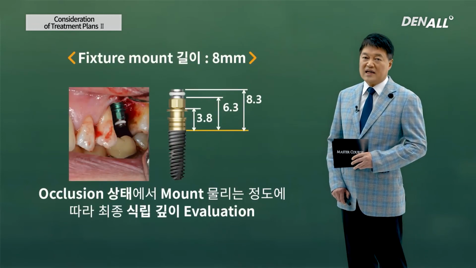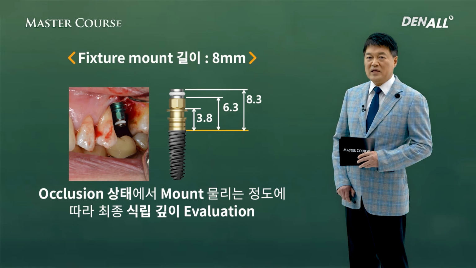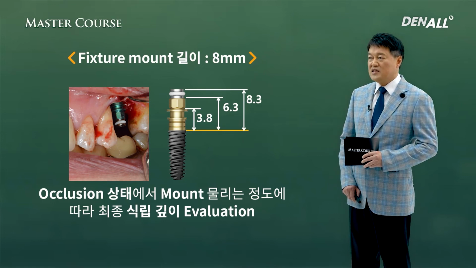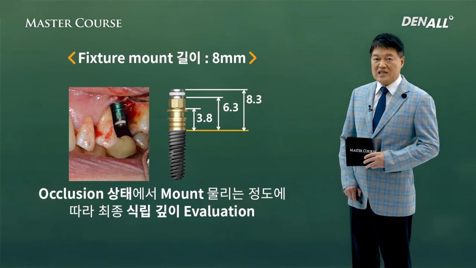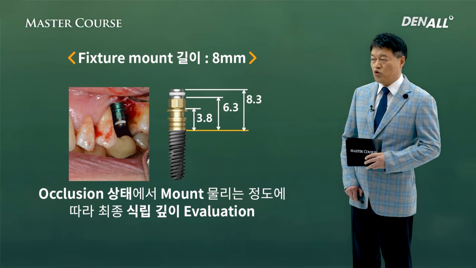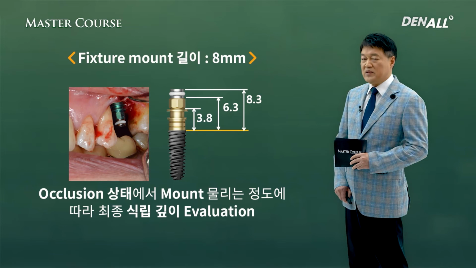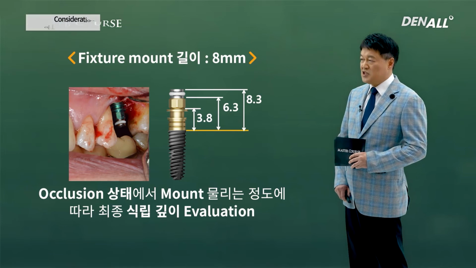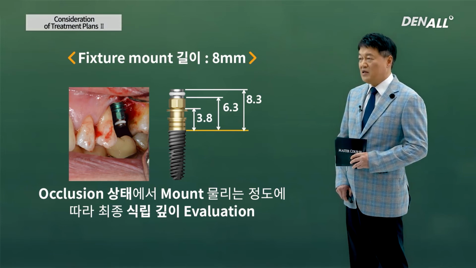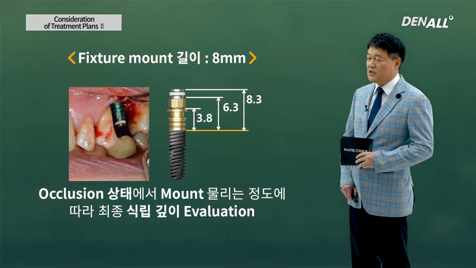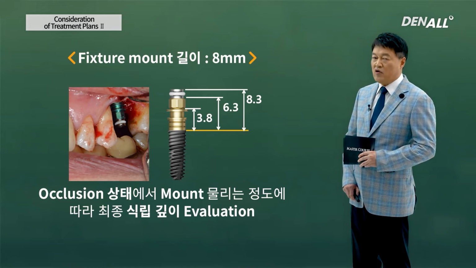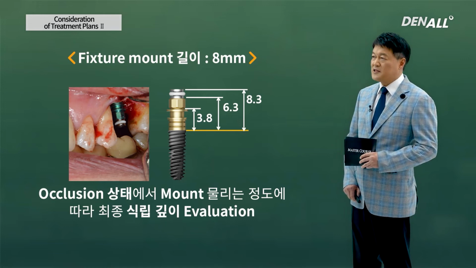The length of the mount is normally 8 millimeter. After you place the implant and connect the mount, you check the occlusion, and depending on how it is, you can assess the final placement depth. After you do occlusion, if there's no obstacle in mounting, you'll be able to gain over 8 millimeter of space.